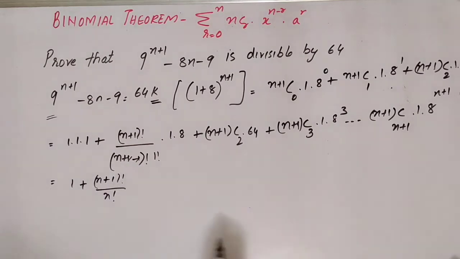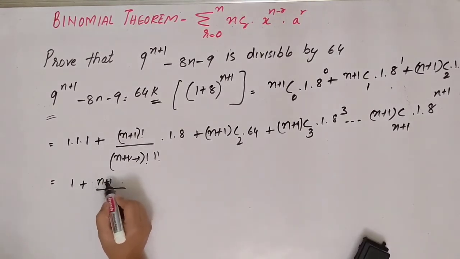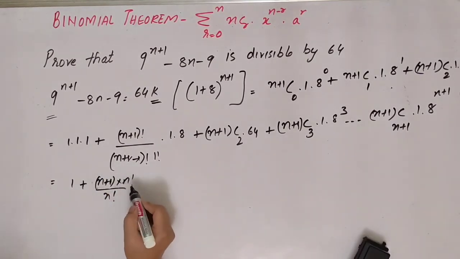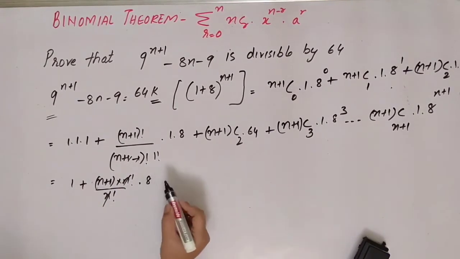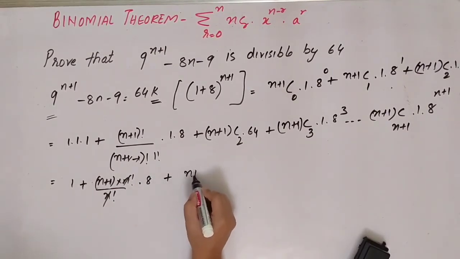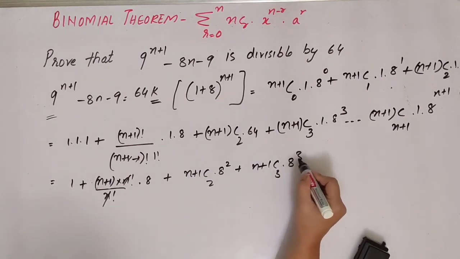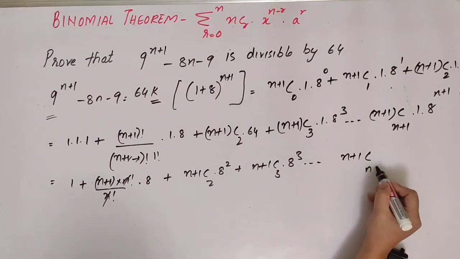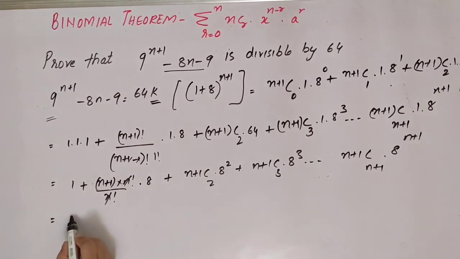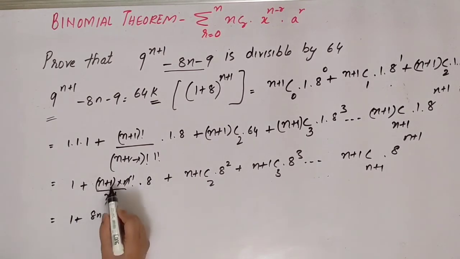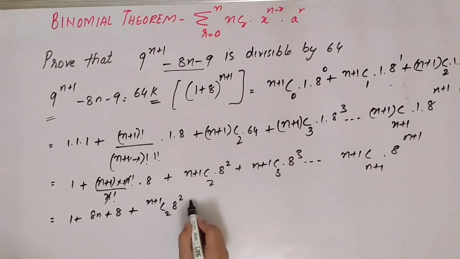Now we can write this as n plus 1 into n factorial. So this will get cancelled. We'll be left with n plus 1 into 8, plus n+1 C2, write it as 8 squared, n+1 C3, 8 cubed, and so on, up to n+1 into 8 to the power n plus 1. So what do we get? 1 plus n into 8, 8n, plus 1 into 8, plus, let's copy the rest.